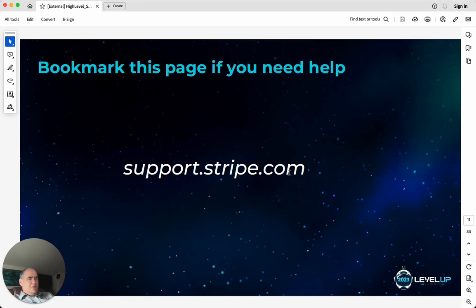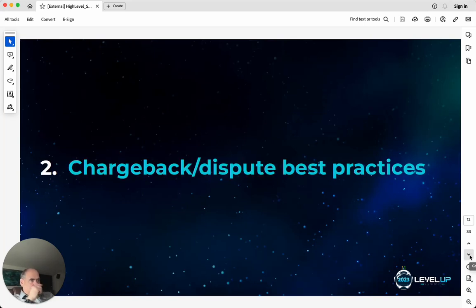And they're saying to bookmark this. We're going to have a whole bunch of things to bookmark at the end. The last page has a bunch of these things, but support.stripe.com is the root of these. They're in their documents and other tools to be able to see what you're looking at for processes like disputes, etc. So, chargeback dispute best practices.